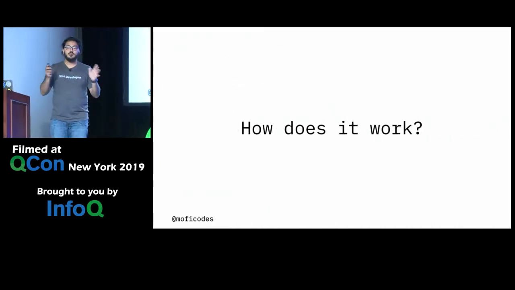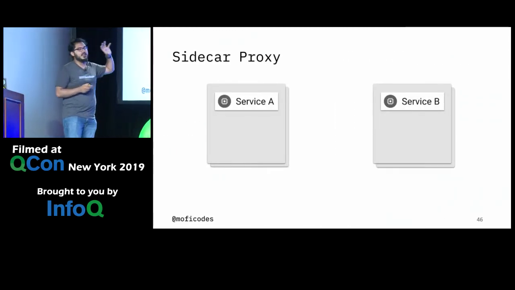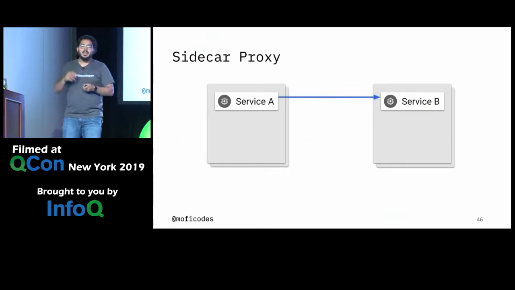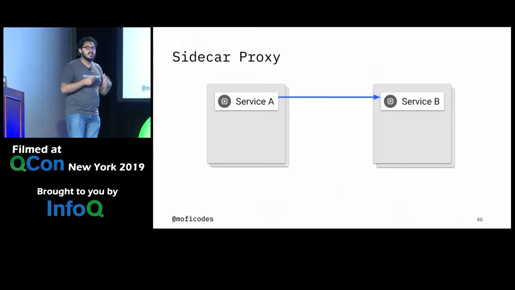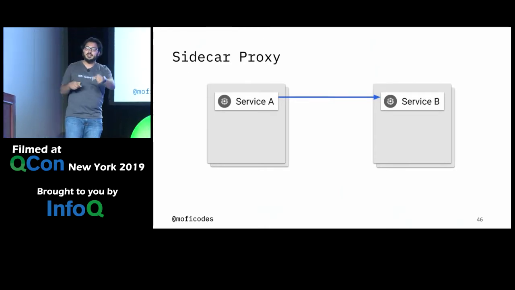So how does this all work? This picture may look familiar. In your Kubernetes cluster, you have 2 services running, service A and service B. And let's say service A wants to talk to service B. In a Kubernetes world, service A will just make a named call to service B, and the Kubernetes DNS resolver will then find service B if it's in the same namespace.